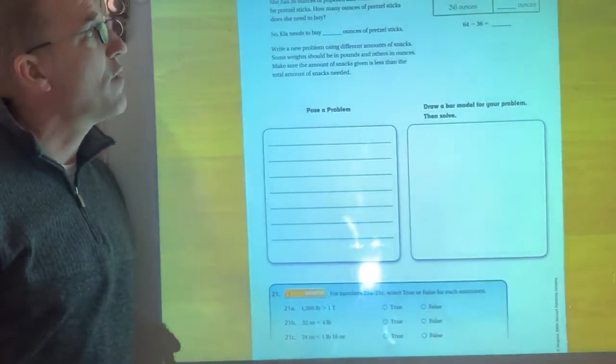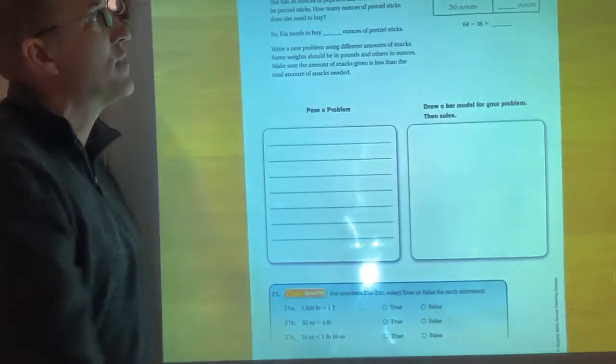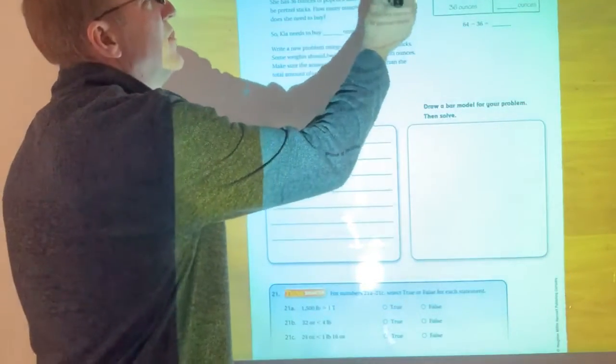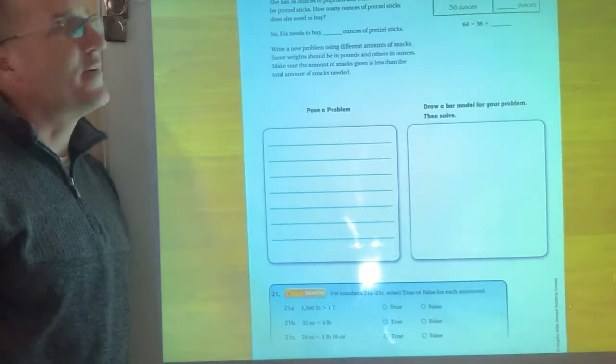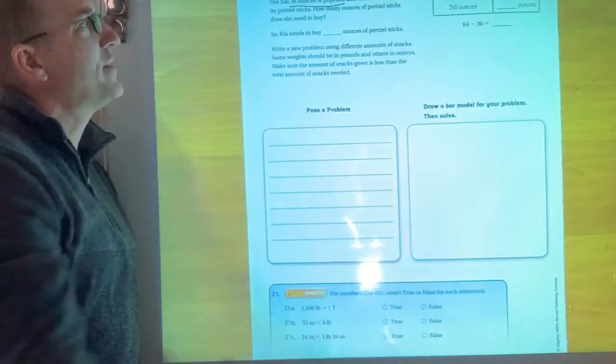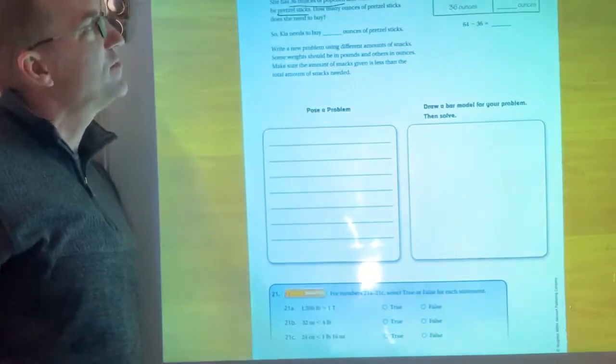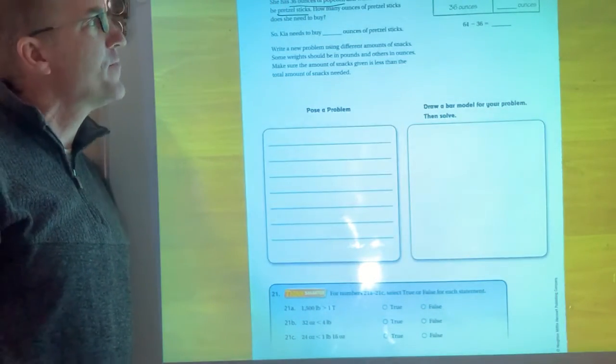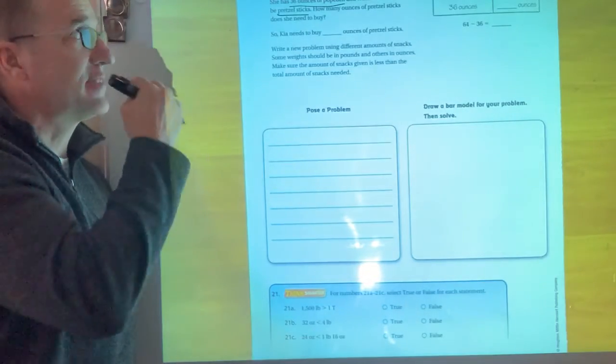So Kia wants to have 4 pounds of munchies for her party. She's got 36 ounces of popcorn, and wants the rest to be pretzel sticks. Kia knows how to throw the good food out, right? How many ounces of pretzel sticks does she need to buy?